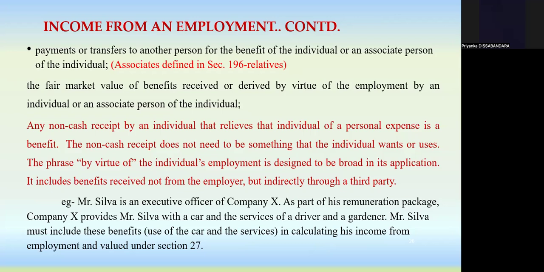Therefore, that income is also a part of my employment income, even though that income is not received by me. It is received by my daughter, but my daughter received that income on behalf of me because I am an employee of that organization. Therefore, that kind of income is also a part of the employment income.